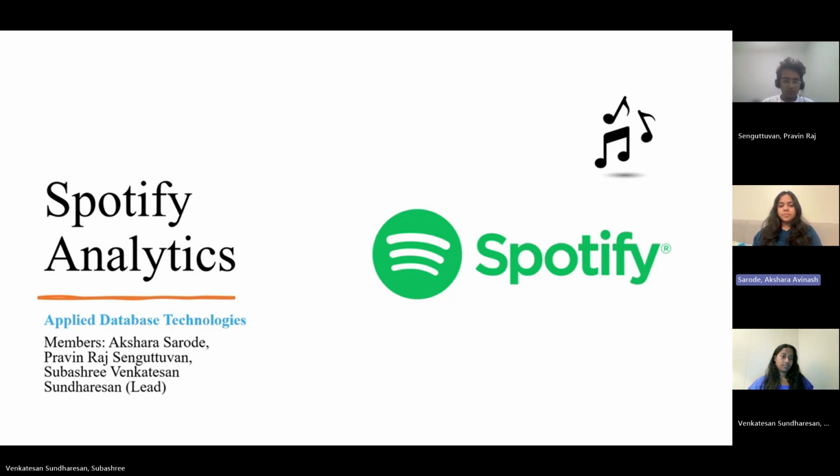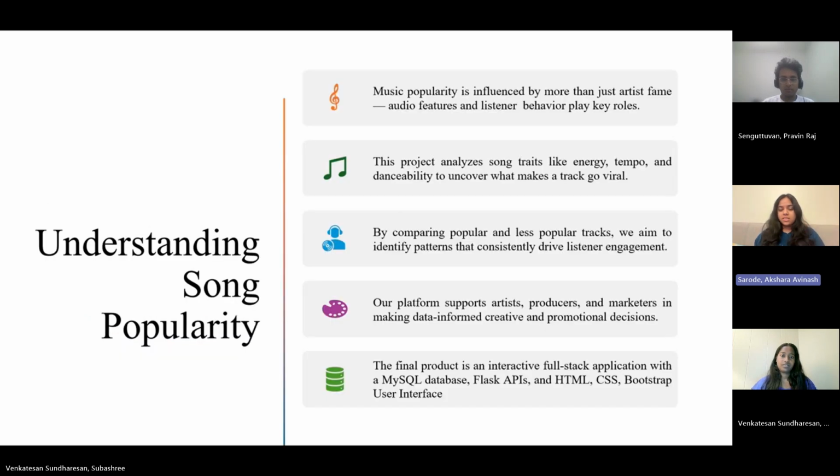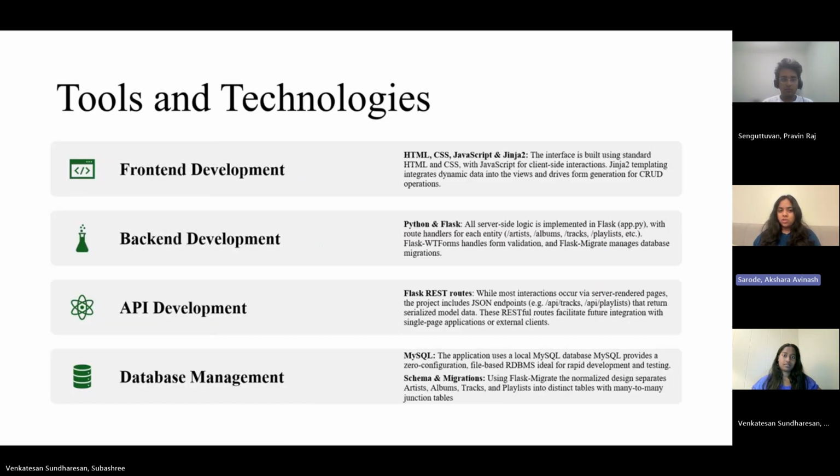So, moving on to the next slide, understanding the song popularity. We analyze two datasets, popular and non popular Spotify tracks, to find trends and features like energy, tempo, and danceability. Moving on to the next slide as we present the tools and technologies.